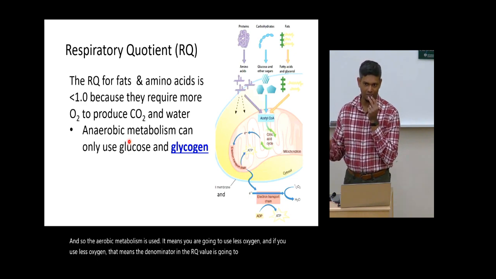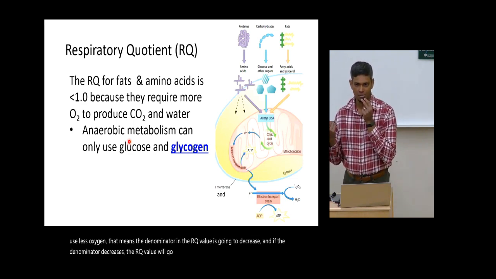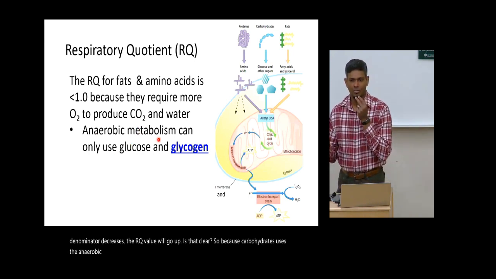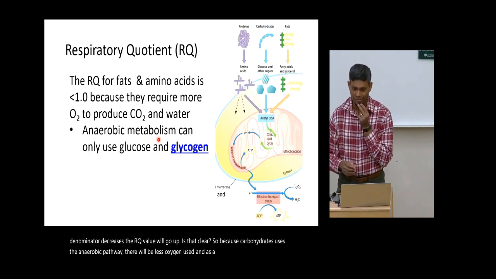And if the denominator decreases, the RQ value will go up. Is that clear? Because carbohydrates use the anaerobic pathway, there will be less oxygen used, and as a result the RQ value will increase.